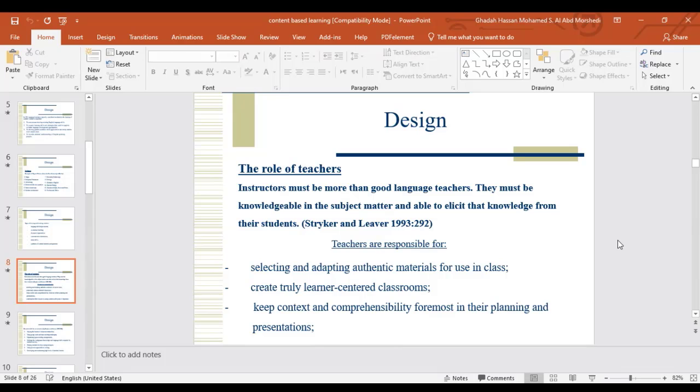And also to keep the contents, especially when you plan for any kind of presentation, because whatever context for the content is important, because you need to connect it to the real world materials.